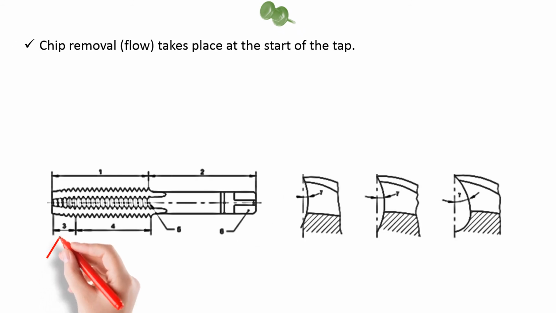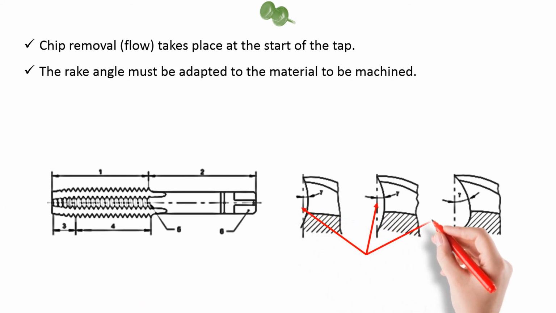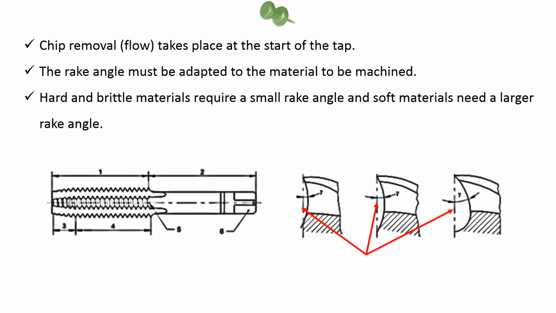Chip removal, or flow, takes place at the start of the tap. The rake angle must be adapted to the material to be machined. Hard and brittle materials require a small rake angle and soft materials need a larger rake angle.